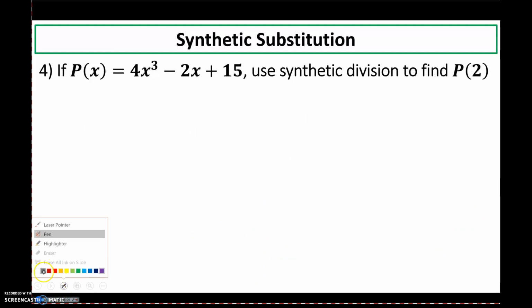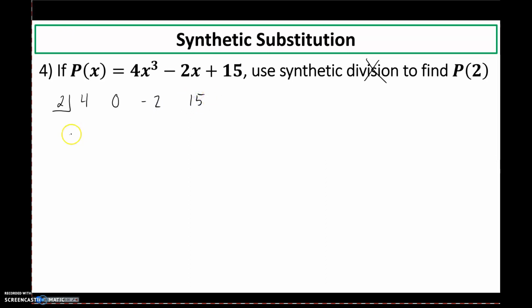All right, this is the last one I'm going to do. So here I have another cubic trinomial. Use synthetic substitution to find p of 2. So 2 goes in my little box. X cubed coefficient. Notice x squared isn't in the original, so I need a placeholder of 0. X coefficient, constant term. Bring down the first. Multiply and add. 4 times 2 is 8. 8 and 0 give me 8. 8 times 2 is 16. 16 minus 2 is 14. 14 times 2 is 28. And when I add these together, I get a remainder of 43.